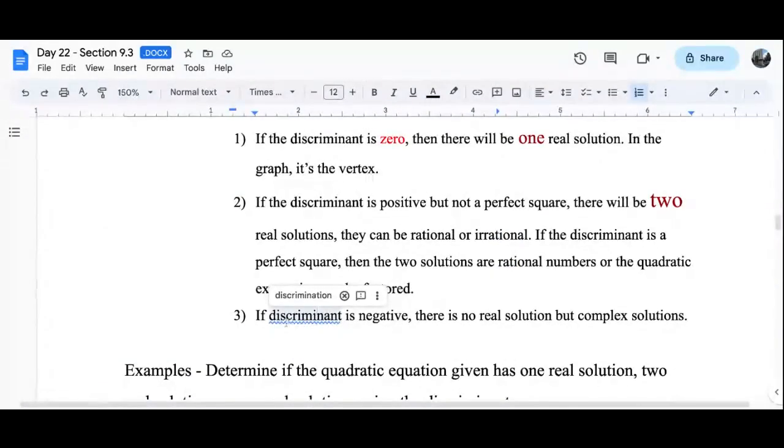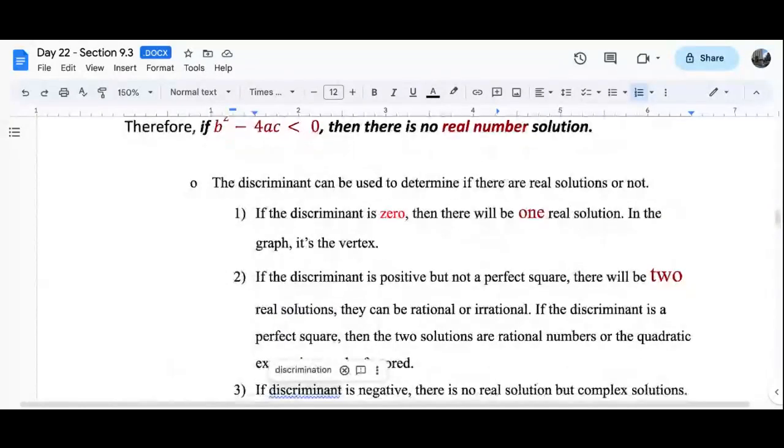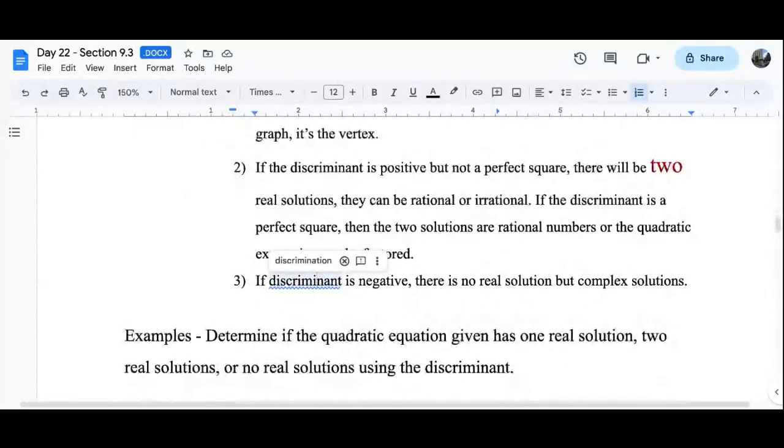If the discriminant is negative, there is no real solution, but there are complex solutions, okay?